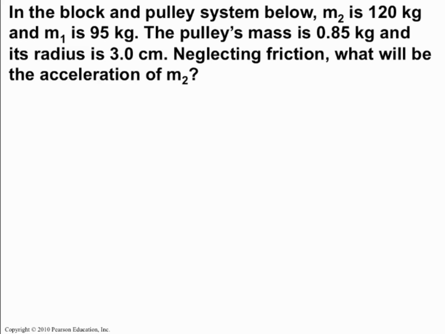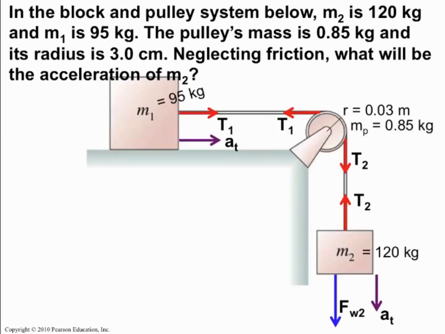In the block and pulley system below, M2 is 120 kilograms and M1 is 95 kilograms. The pulley's mass is 0.85 kilograms and its radius is 3.0 centimeters. Neglecting friction, what will be the acceleration of M2? All right, so let's look at this sketch. This is a problem similar to something you did in Chapter 4. But of course, in Chapter 4, you didn't worry about moments of inertia or rotational motion. And so this is going to be a version of that problem.